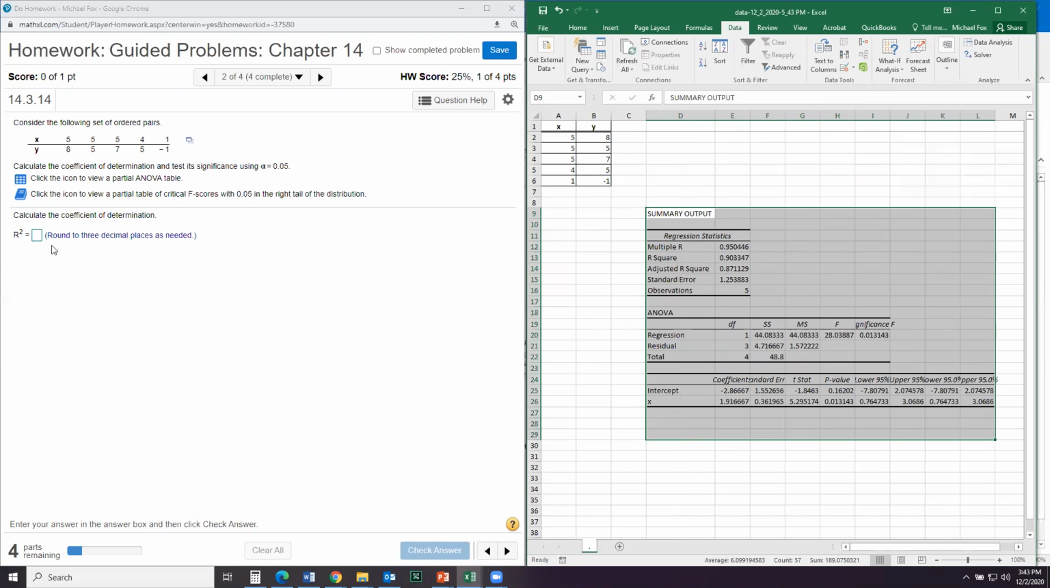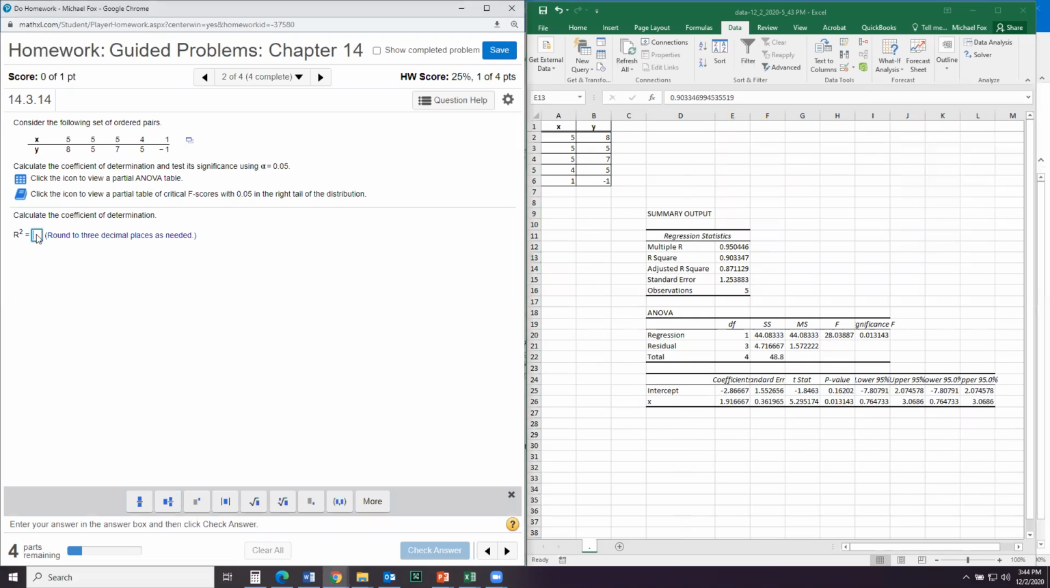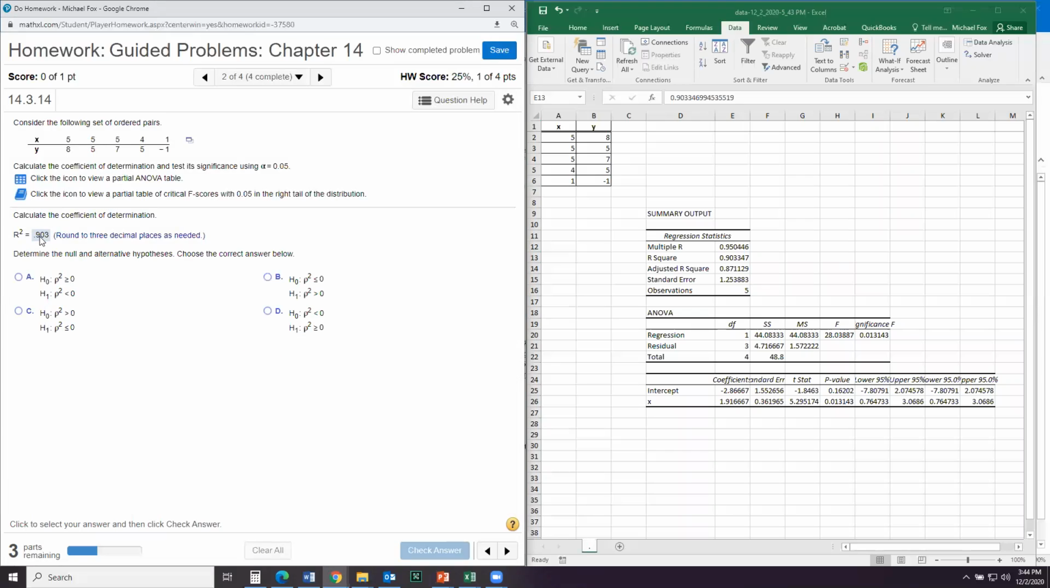And one of the things it gives us is the R squared. You can see right here it's labeled R squared. So that's the answer. That is the coefficient of determination for the sample. Okay, so that is 0.903. That's our coefficient of determination.